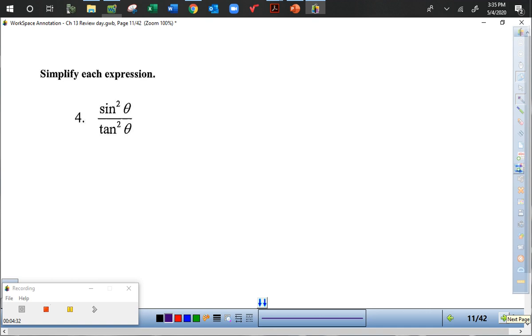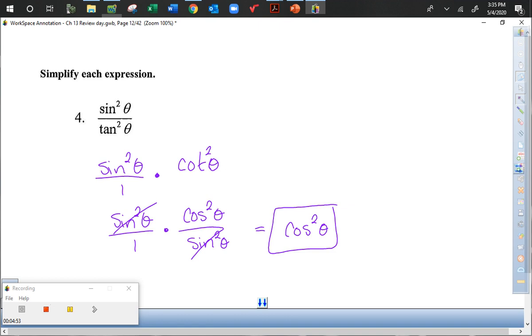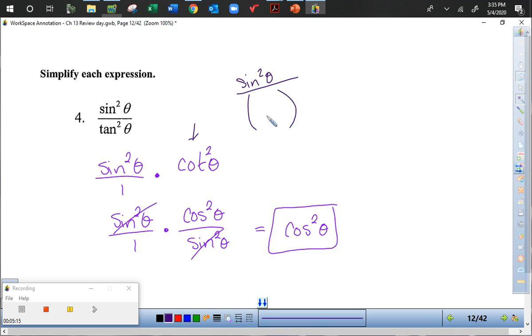Now I said take care of the fraction within a fraction, because the way I would do this is multiplying by the reciprocal to start out with. So instead of dividing by tangent squared, I can multiply by the reciprocal squared, while the reciprocal is cotangent squared. It's absolutely okay if you wrote this as sine over, and then called tangent squared sine squared over cosine squared.